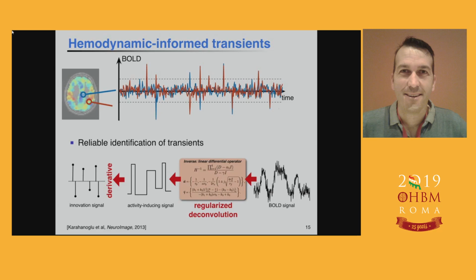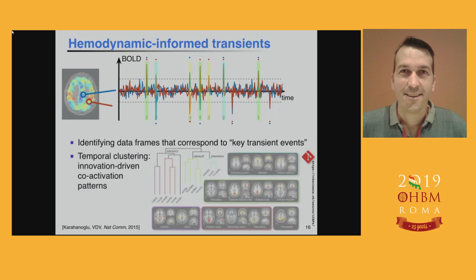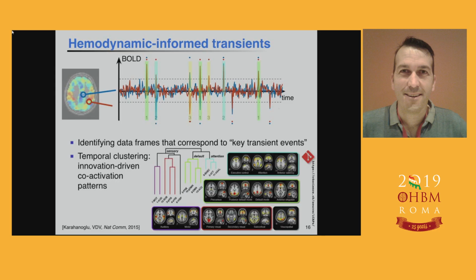And actually, you can validate by surrogate data, realistic surrogate data, which is phase randomized in the Fourier domain, that these peaks that you see here are extremely rare under such a realistic null model. So then you can go on with the same idea as CAPS. You can threshold the innovation signals and identify in such a way key transient events. And then again, you do some temporal clustering, which now leads to innovation-driven CAPS.